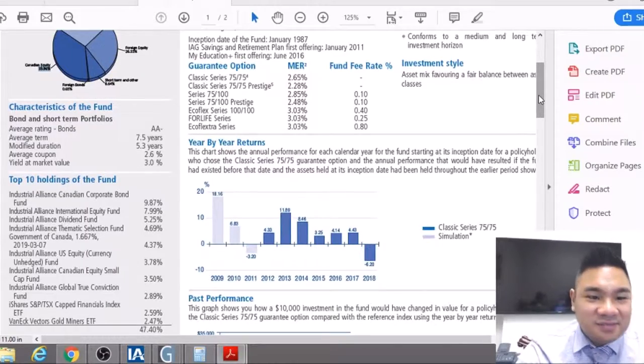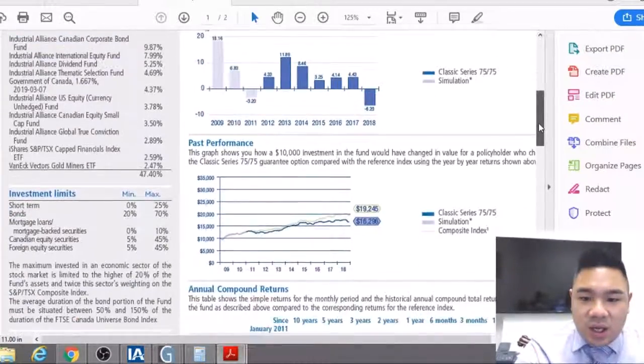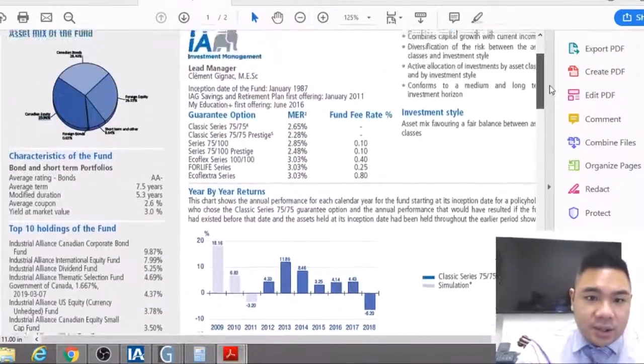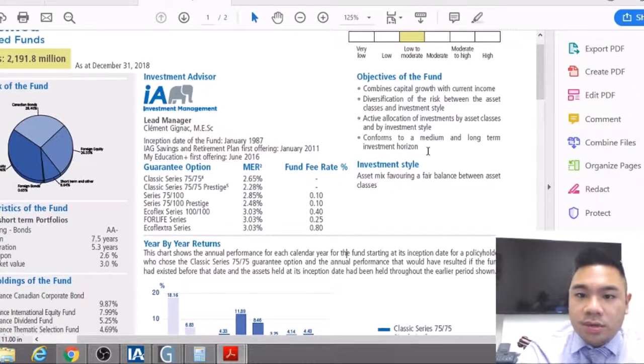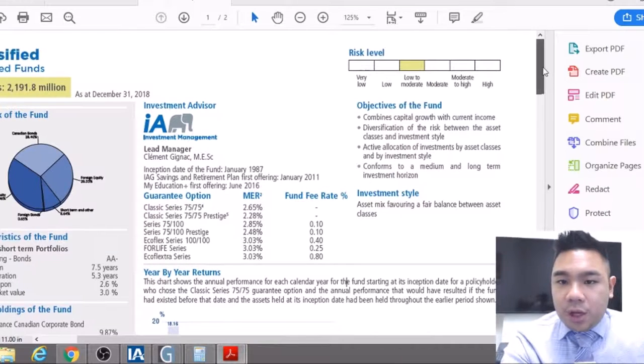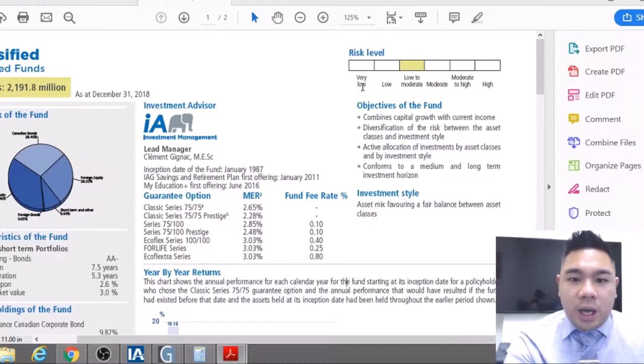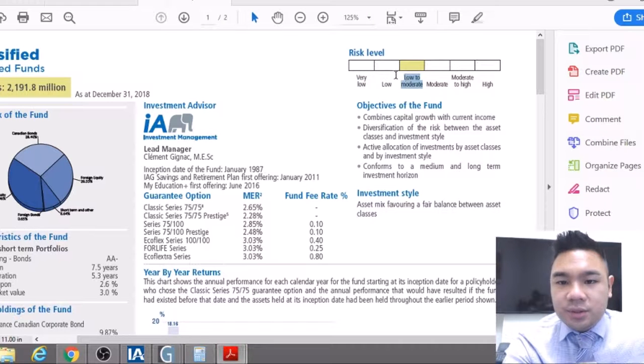It should be done. So anyways, that's pretty much what I wanted to show you guys. Obviously, this fund is for medium to long term, and this is for a low to moderate profile. I would not be putting clients into very low if they were here, and I wouldn't put them in a high fund if they were here.